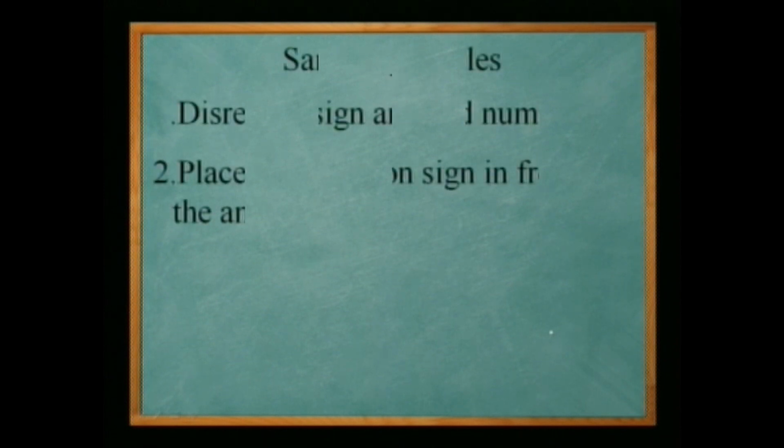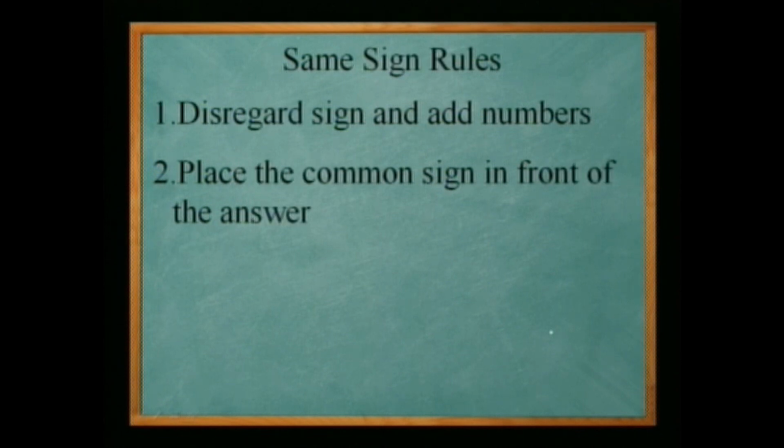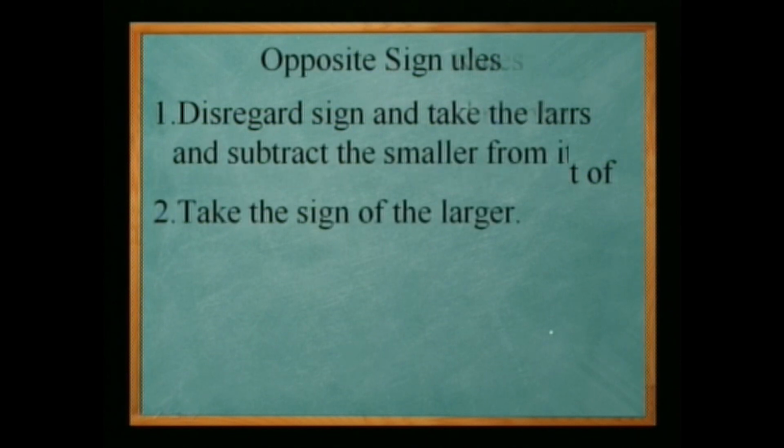So those are the rules for adding, subtracting, multiplying and dividing with negative numbers. Let's summarize what we've done so far. Dealing with addition and subtraction, if they have the same sign, you're going to add the two numbers together, just like they were positive, and place the common sign in front of the answer. If they have opposite signs, you're going to disregard the sign, take the larger and subtract the smaller from it. Then take the sign of the larger number, and that's going to be the sign of the answer.